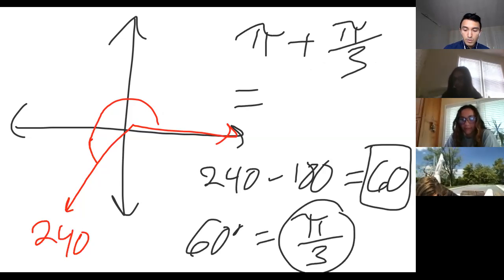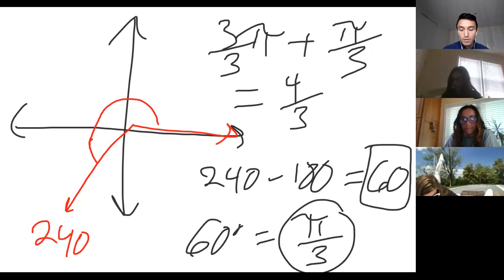So this total is going to be 4/3. You add the fractions, right? You add 3 over 3 plus 1 more third, and then you just add the pi at the end.